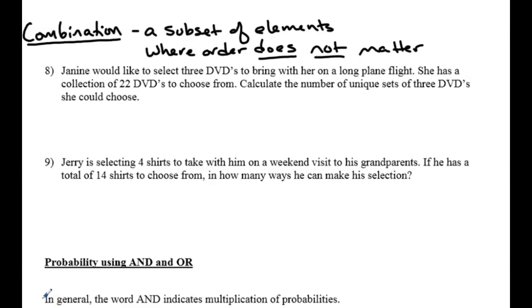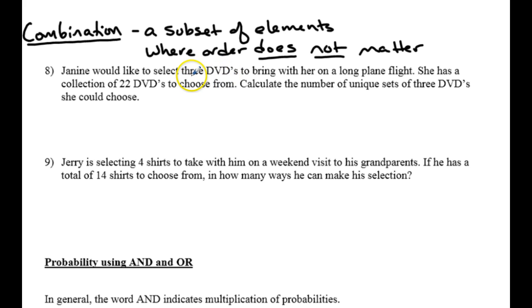In this recording, we're going to look at combinations. And a combination, as it defines it on your sheet, is a subset of elements where order does not matter. That's the key right there. So not an arrangement, that's a permutation. So let's look at a couple examples here.